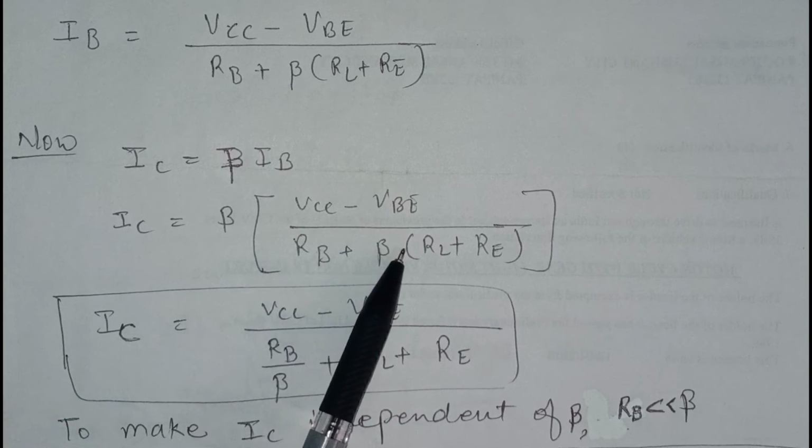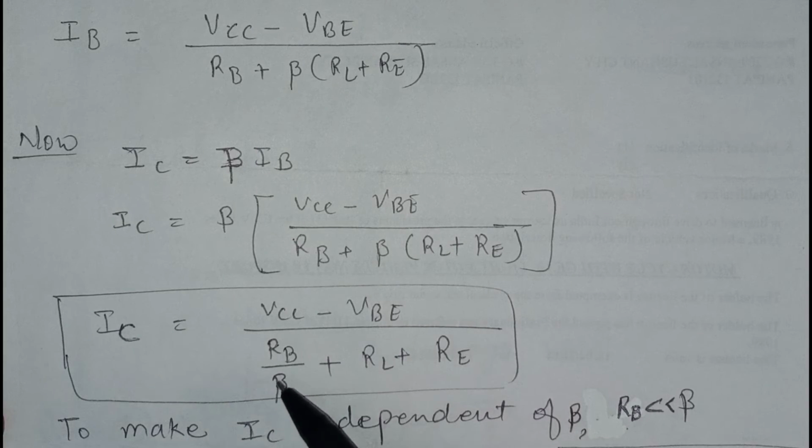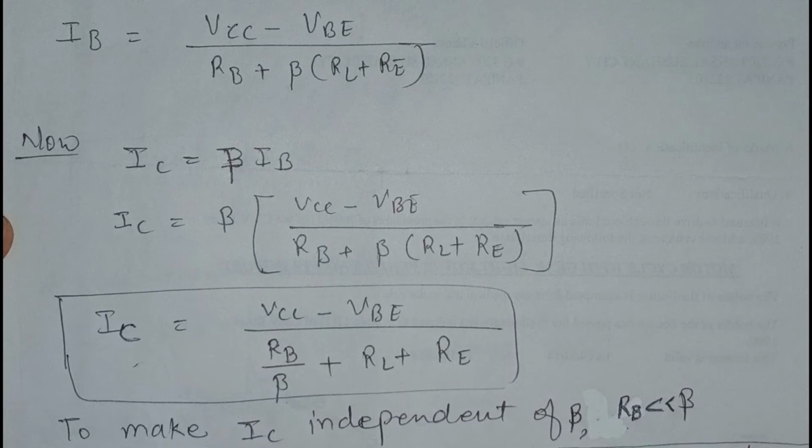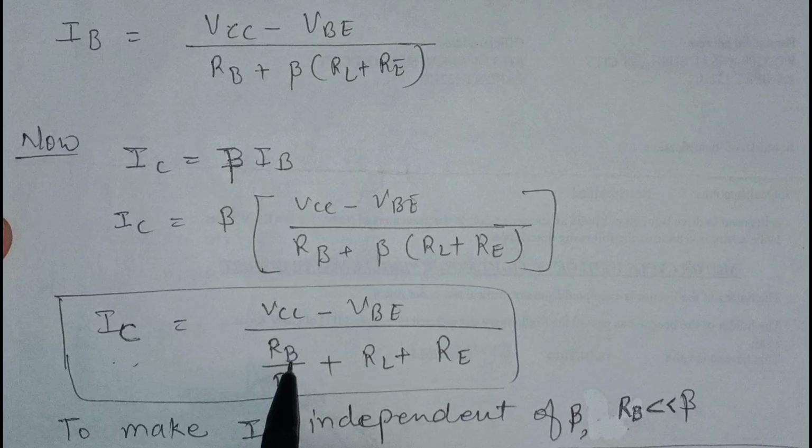So after dividing this, we will get this equation. So we are having beta in denominator here. For a stable operating point, the value of IC must be independent of beta. So to make this IC independent of beta, RB must be much less than this beta RL plus RE.